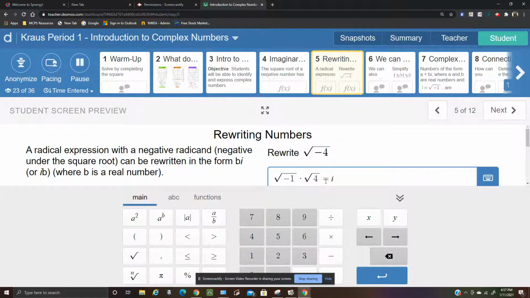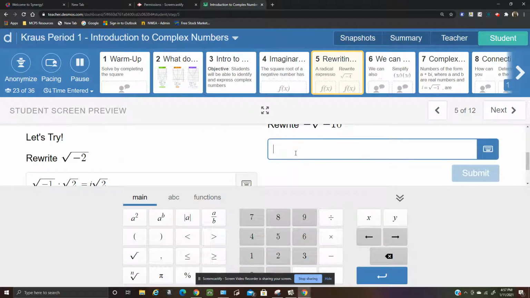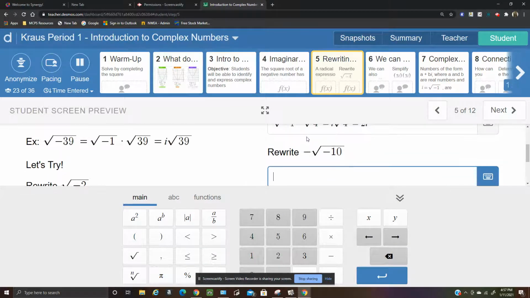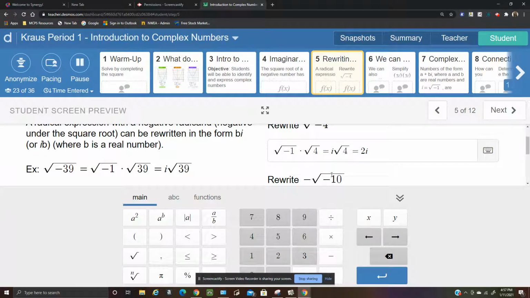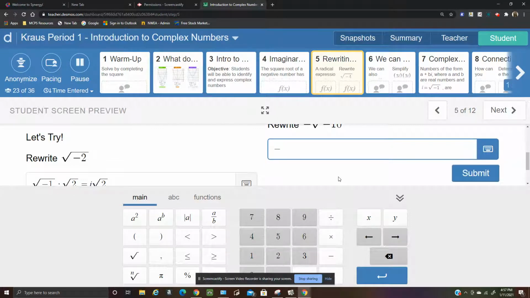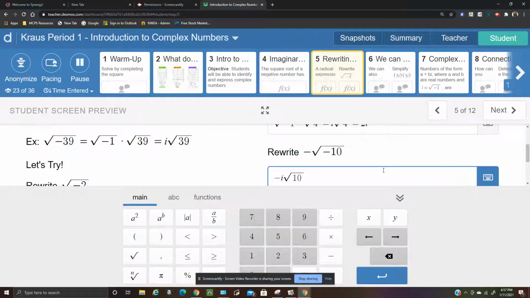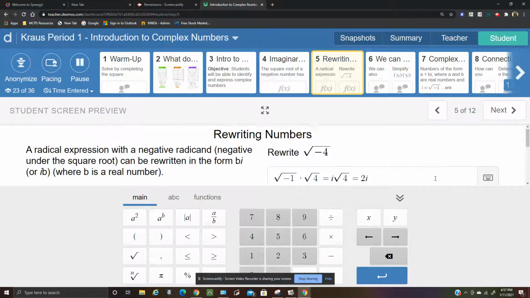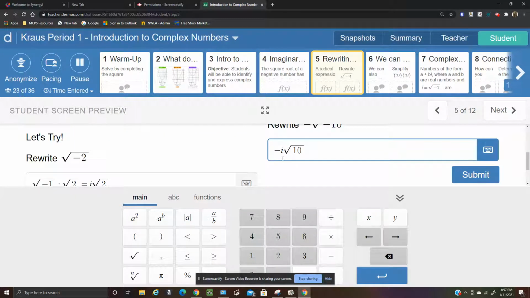So i square root of 2. Square root of 4, which is equal to 2i. And the last one, I'm going to skip this step here. Square root of negative 1 times the square root of 10. So it's just going to be negative, put your i out, i square root of 10. So the first one, i square root of 2, second one, 2i, last one, negative i square root of 10.